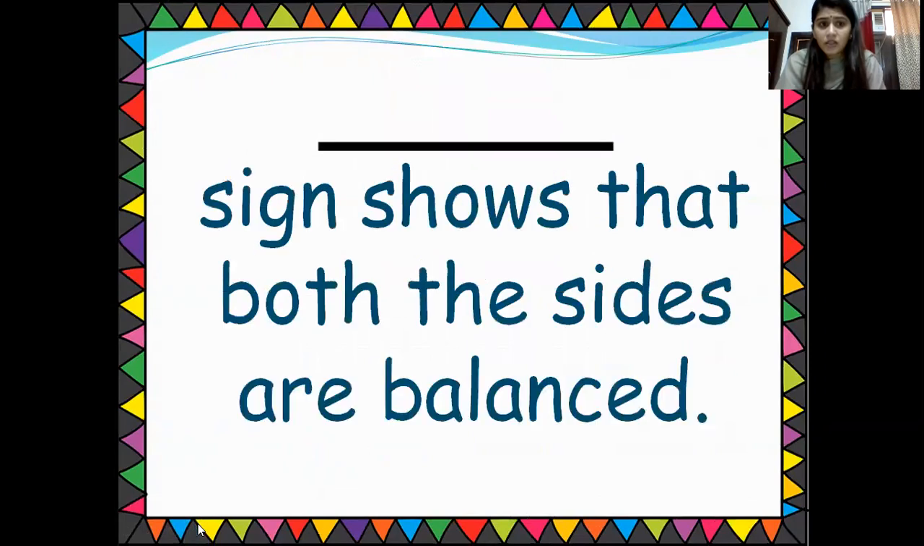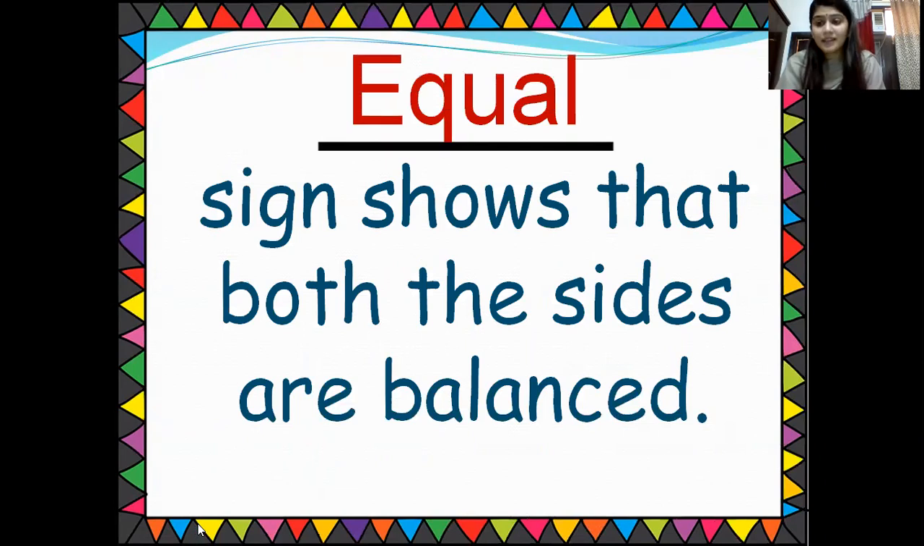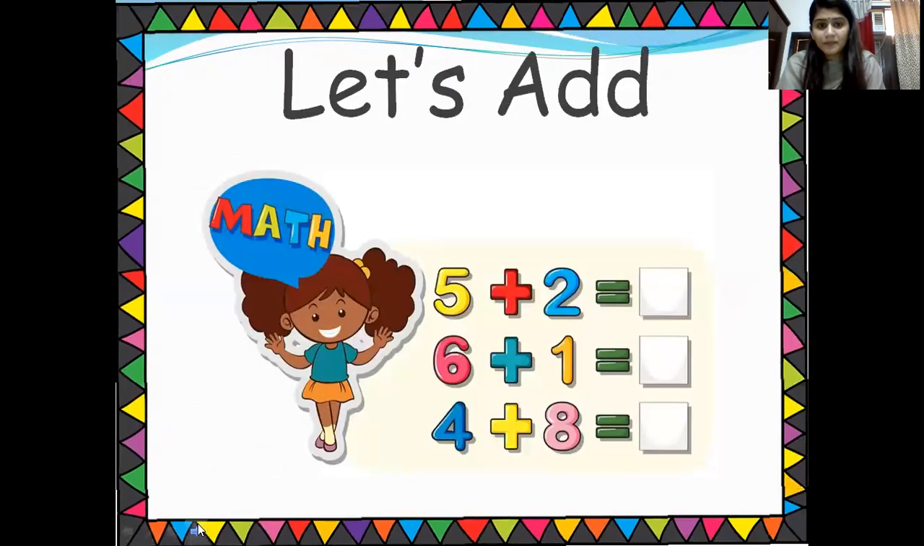Question number 3, dash sign shows that both the sides are balanced. Now which sign shows that both the sides are balanced? Equal sign. This is equal sign. When left and right side are equal, we can put this sign in between the left and right side.